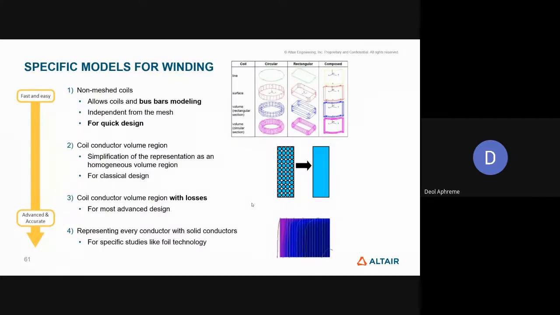Like I said before, we have something called non-meshed coils, which allows for quick design of transformers, and it doesn't take much time. Different parameters are there that you can define. It's a very generic trade-off at the end of the day, where you are deciding if you want supremely accurate results after 5 days, or very good results after 1 hour. So it's a big trade-off that you have to make.